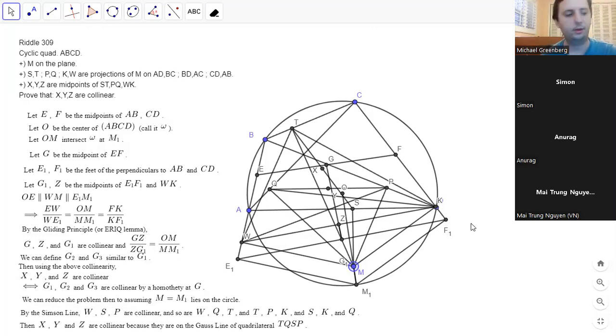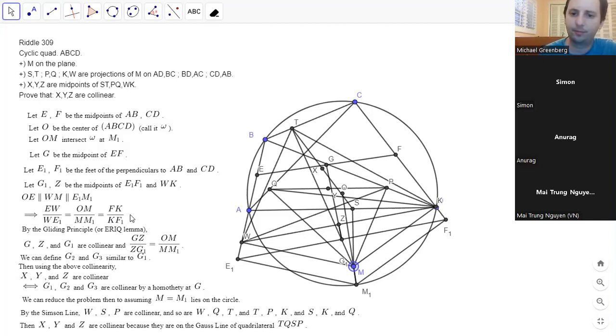So yeah, I could send you a link on Discord. There's something called the gliding principle. I call it the gliding principle. Some people call it the ERIQ lemma, but it basically says that if G is the midpoint of these two, Z is the midpoint of these two, and G1 is the midpoint of these two, or even if it's not the midpoint, let's say it's a third of the way, a third of the way, and a third of the way, then you'd still get this ratio is the same as these two ratios.